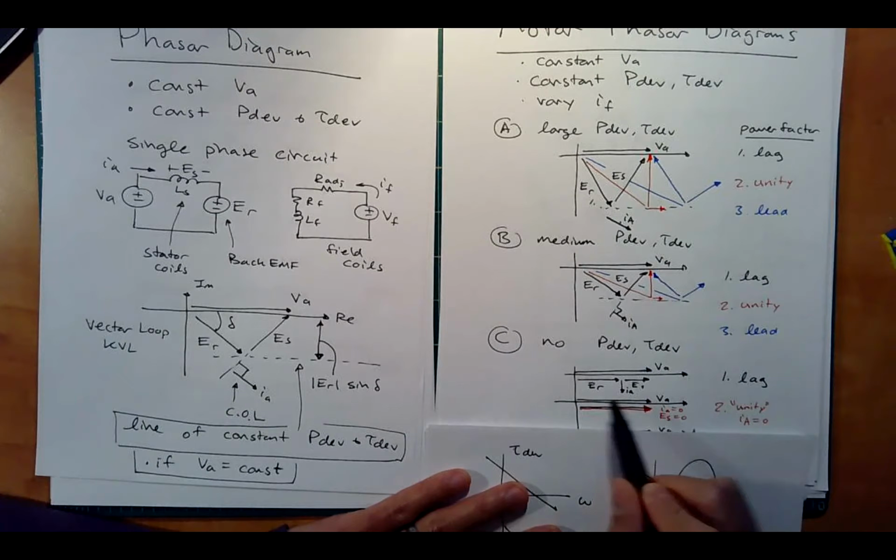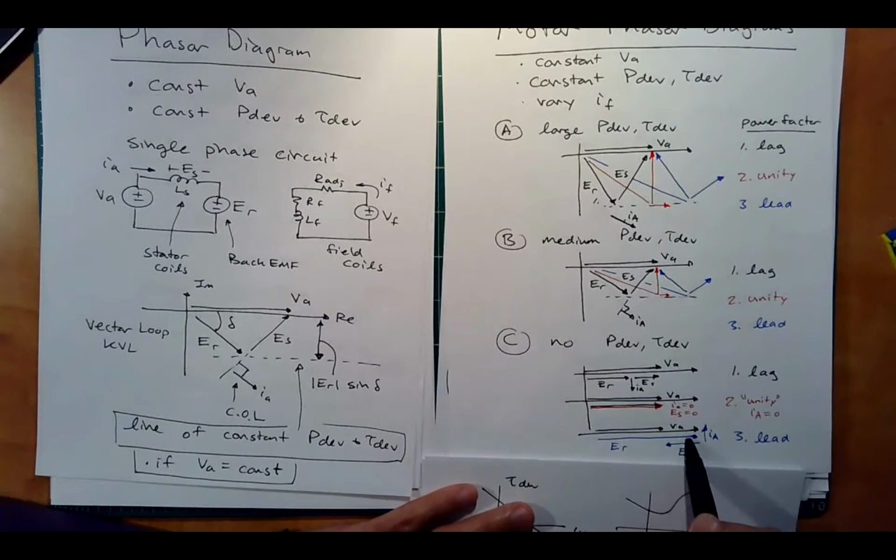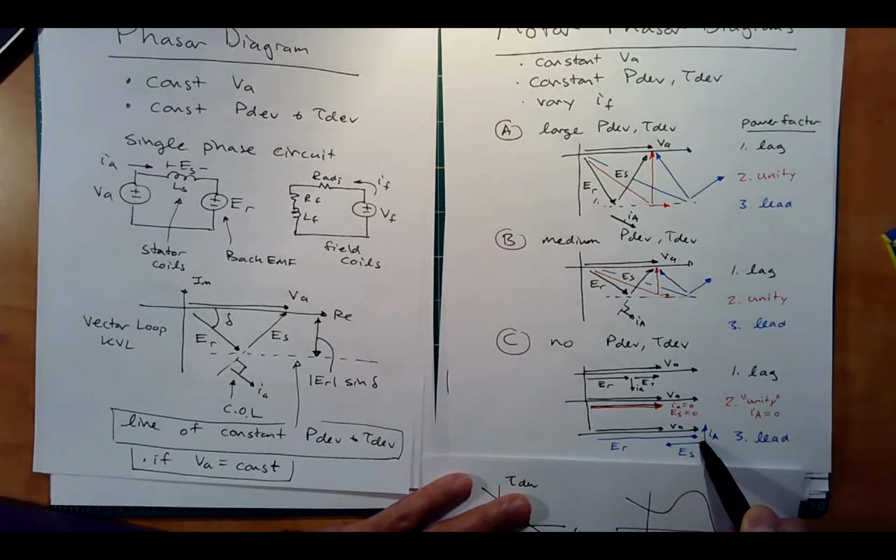Okay, if I kept increasing IF, which means I increase ER, I get to this situation. Now by KVL, ES has to point backwards to connect to VA and IA points up. So we're back to leading again, right?